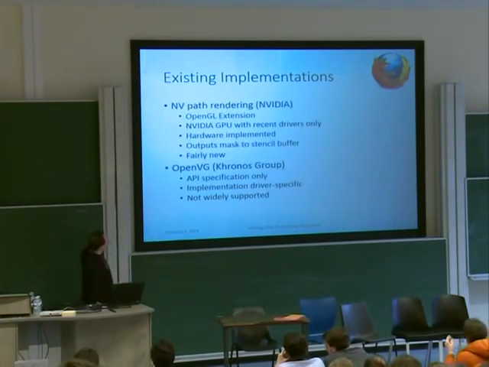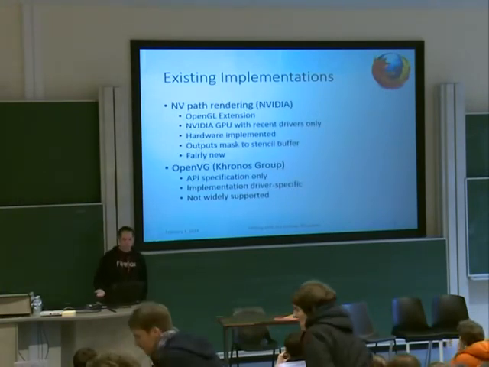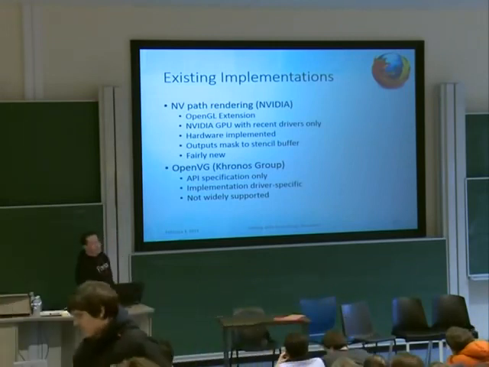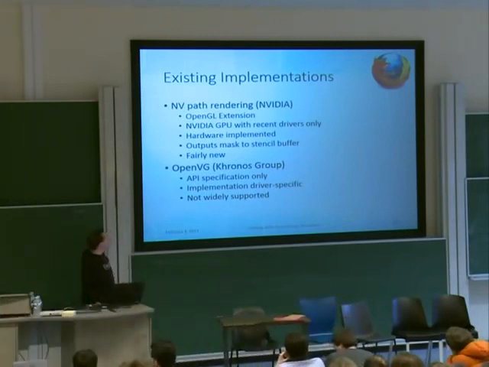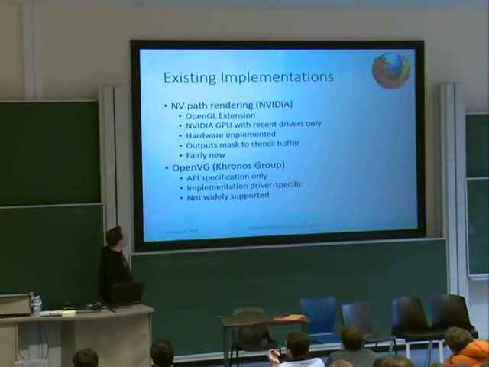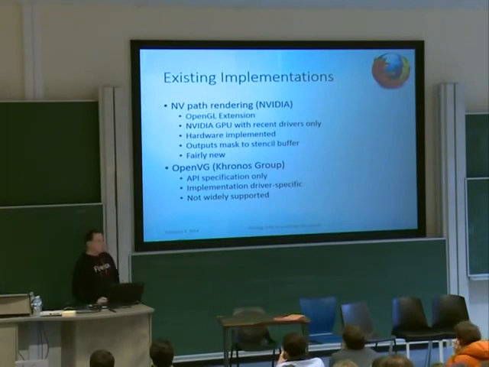And then there are 2 direct hardware implementations I'd like to mention. First of all, there's NV path rendering, which is an extension by NVIDIA. It requires an NVIDIA GPU, a recent one, with recent drivers. It's completely implemented in hardware. It's basically an OpenGL extension to rasterize a 2D mask to your stencil buffer, and then you just draw the outlying triangle. It's fairly new, not widely used, not widely tested. We've worked with NVIDIA engineers on it. It shows some potential, but also has a couple of issues. We'll see where that goes.